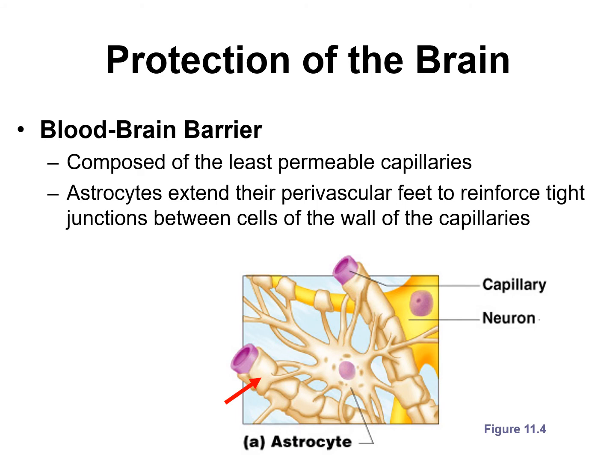In addition, astrocytes, those glial cells found in the central nervous system, have perivascular feet that wrap around the outer surface of the walls of the capillaries and reinforce those tight junctions.